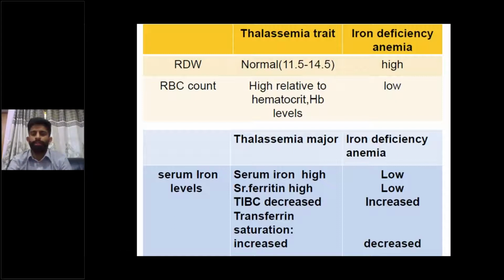Coming to thalassemia major, serum iron levels are increased, serum ferritin levels are high, TIBC will be decreased and transferrin saturation will be increased. Whereas in iron deficiency, obviously the serum iron will be low, and the serum ferritin also will be low. The TIBC will be increased, the total iron binding capacity increases in iron deficiency anemia, and the transferrin saturation will be decreased because the affinity of apotransferrin receptors will be decreased. That's why the transferrin saturation is decreased.